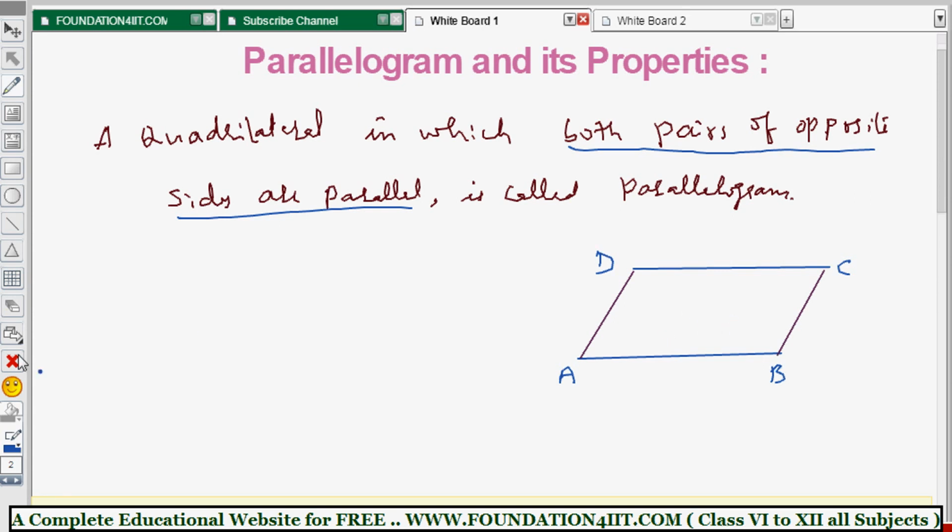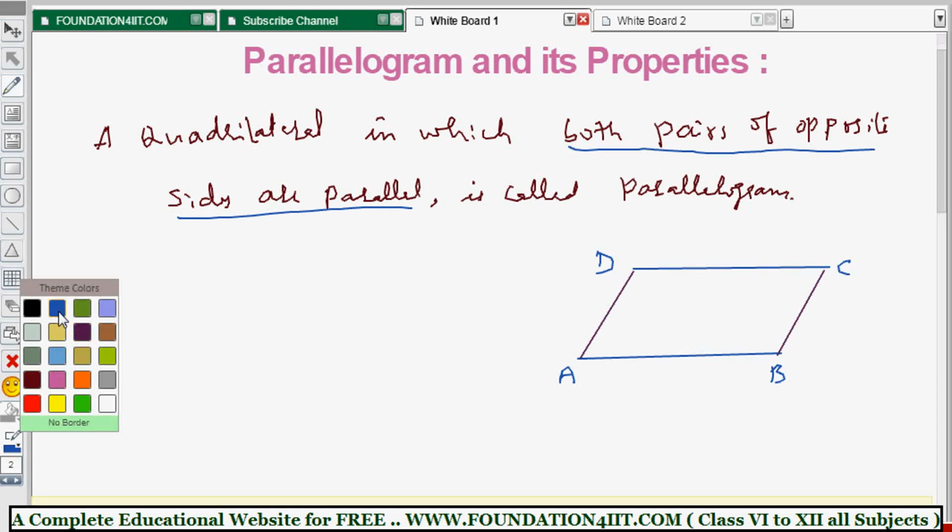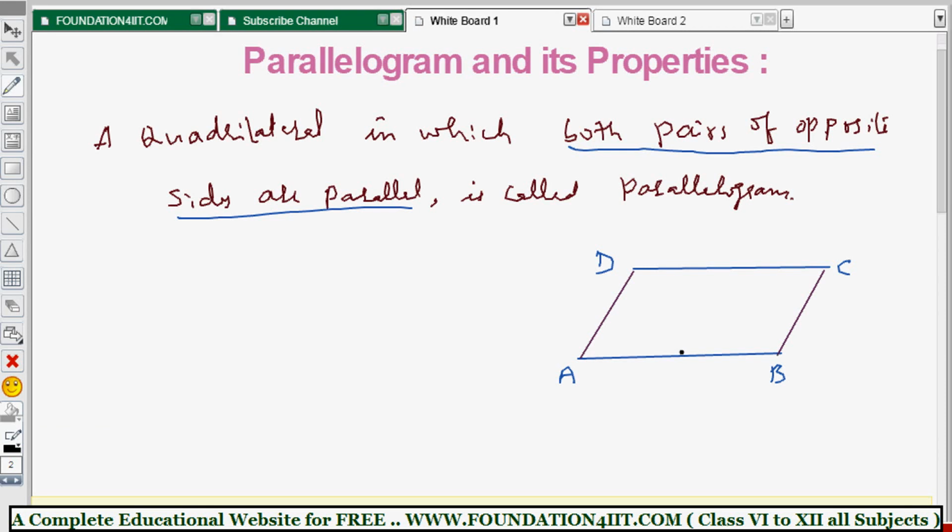So we can use symbols for a parallelogram. If we keep the same single arrow mark, that means AB and CD are parallel, and if we keep double arrows, AD and BC are also parallel. In this figure, ABCD is a quadrilateral in which AB and CD are parallel, and AD and BC, the other two sides, are parallel. Therefore, ABCD is a parallelogram. Now let us see the properties of a parallelogram.